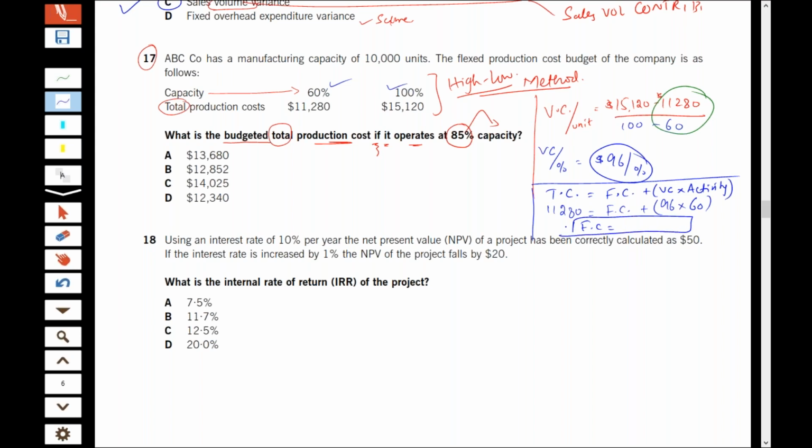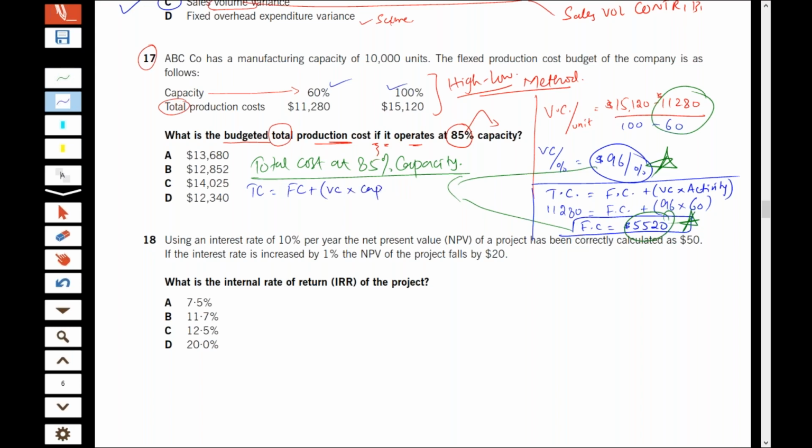So you can calculate the fixed cost through reverse calculation. That is 11280 minus 96 multiplied by 60. The fixed cost is 5520. Now you have got this and you have got this. Now you can calculate the total cost at 85% capacity. Total cost is equal to fixed cost plus variable cost multiplied by capacity. Total cost is unknown. Fixed cost is 5520 plus variable cost 96 multiplied by 85. And that you can calculate as the total cost. That is 13680. That is option A.